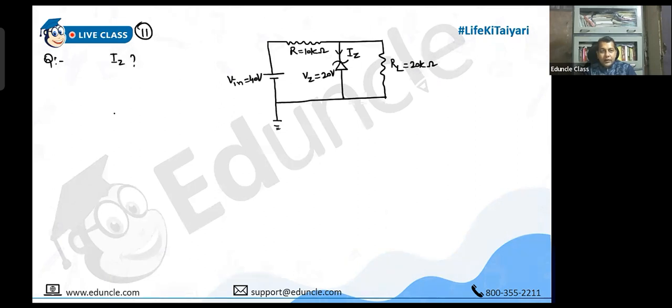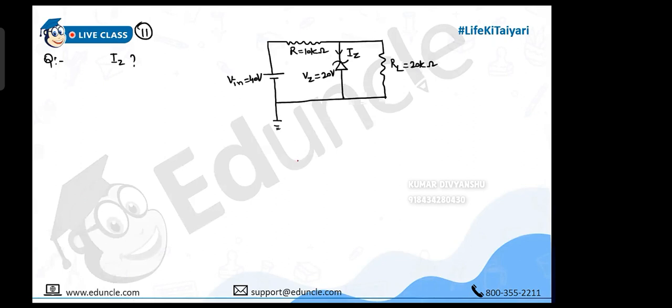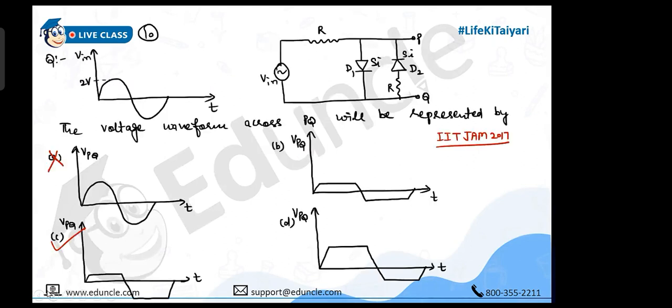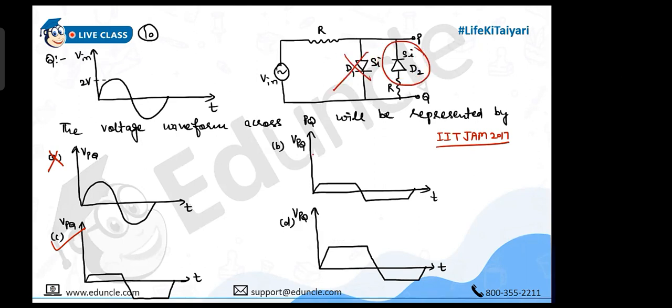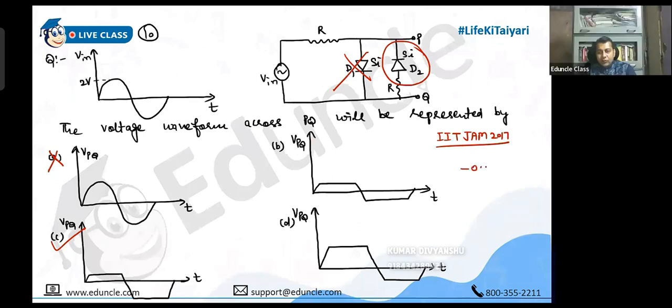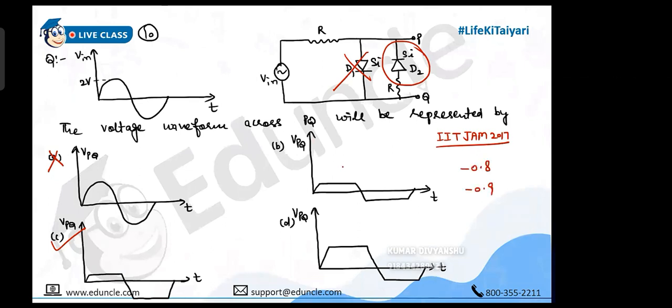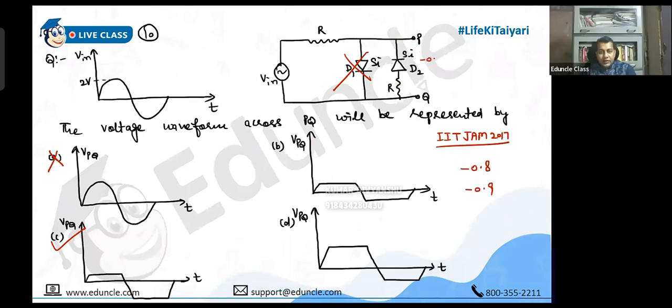So you have to find IZ. Sir, can you repeat again about the negative half in the previous question? During the negative half, when the voltage is more negative than 0.7, this diode will be on. You mean like 0.08, 0.09, like this? Yes, if it is minus 0.9, okay. Yes, sir.